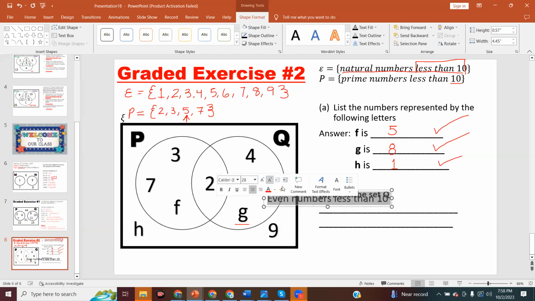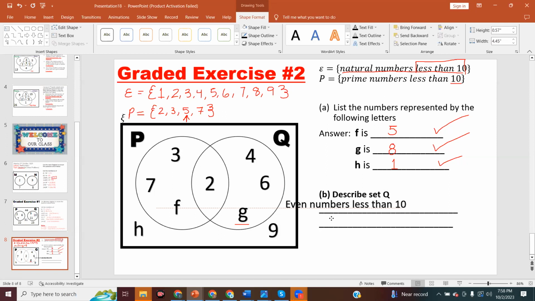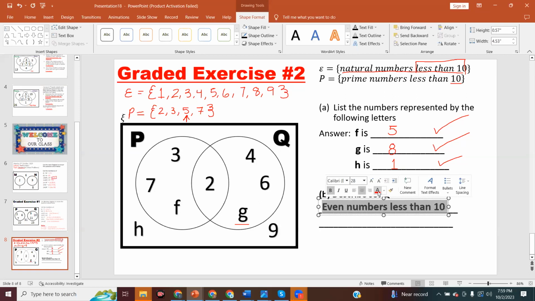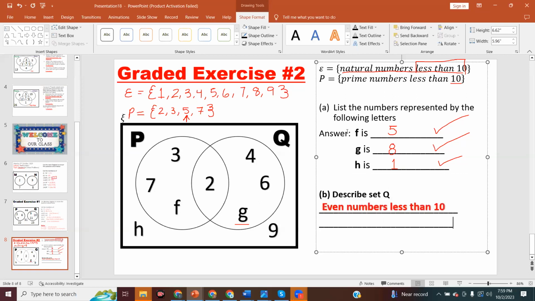I want everyone to send me their work for this, please. Everyone, including Kmar and Joseph, those people who don't like to send in their work. Even numbers less than 10. Take a picture of your work and send it to me via WhatsApp.